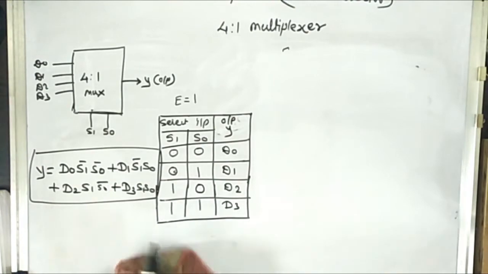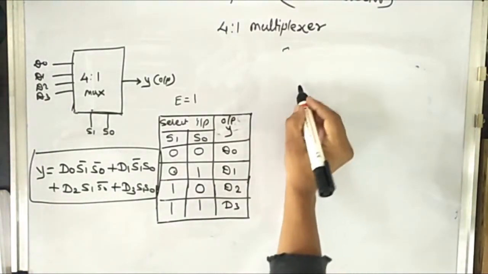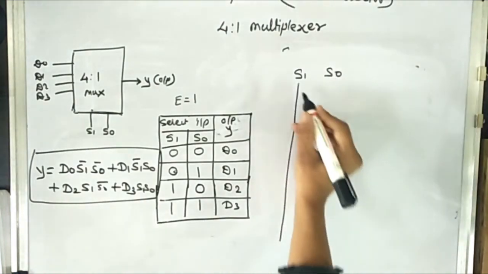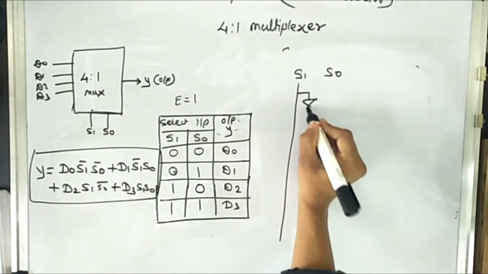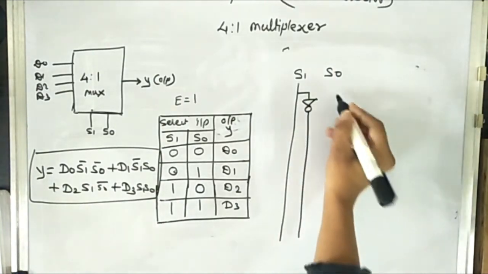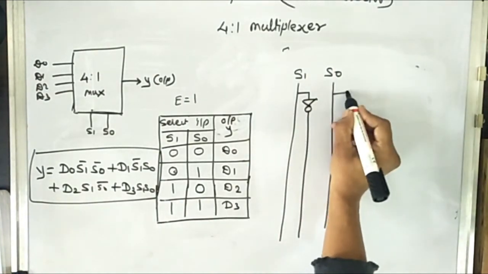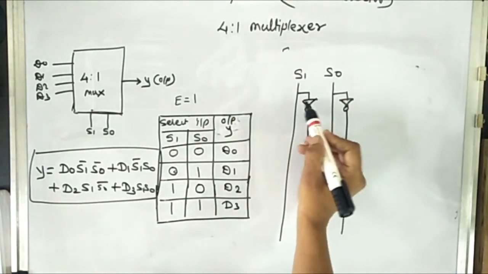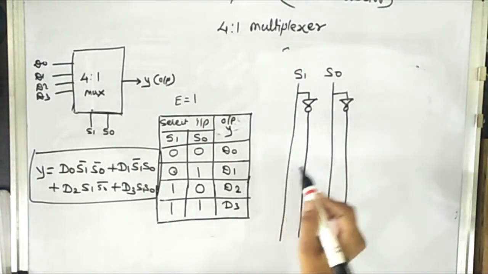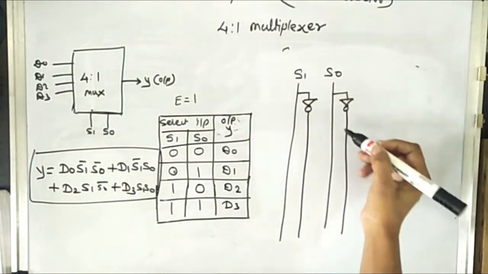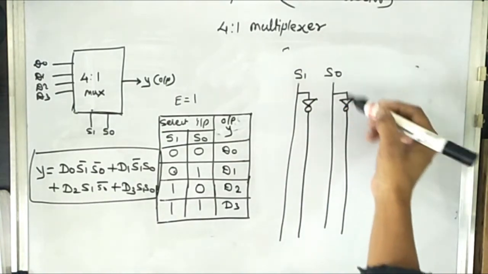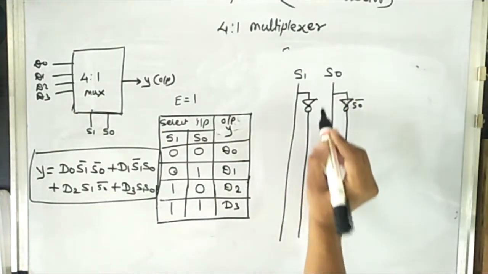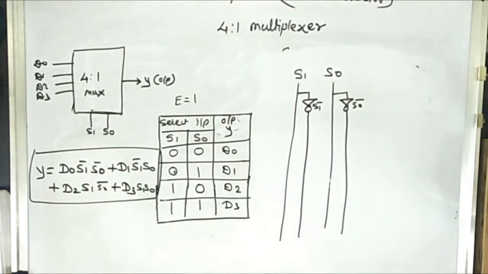So we have two inputs, that is S1 and S0, and we have to use both S1 and S1 bar, and similarly we have to use both S0 and S0 bar. So we have taken here two lines: this is the uncomplemented line and this is the complemented line of S1. Similarly this is the uncomplemented line for S0 and this is the complemented line for S0. So here we get S0 bar, and for this line we get S1 bar.